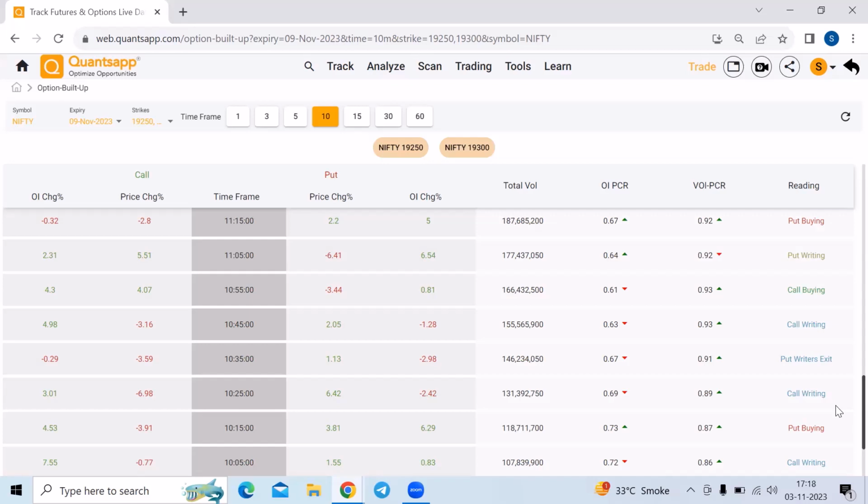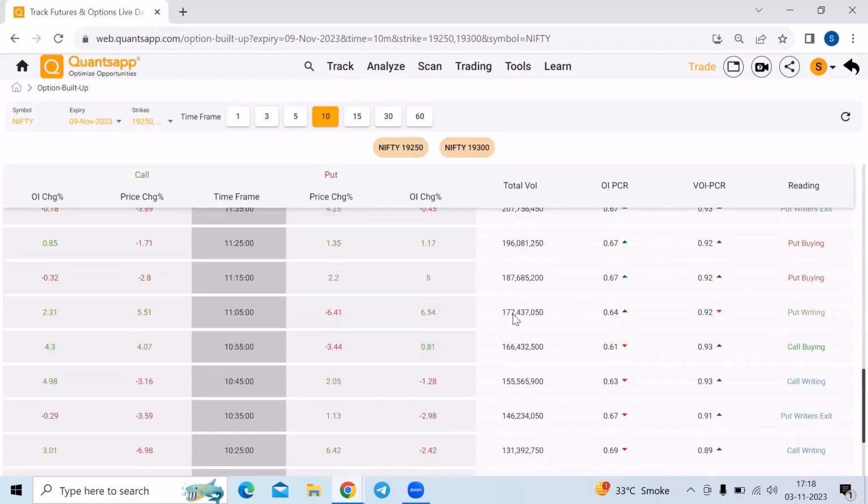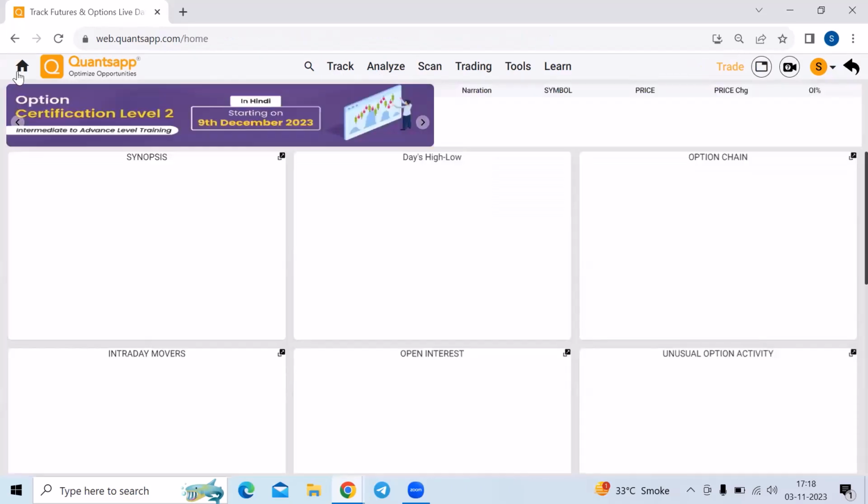So this is how I will actually use option build-up and I will form a bias on the market. So I will see what has actually happened in the last 15-20 minutes, and then accordingly I will gauge the sentiment of the market.